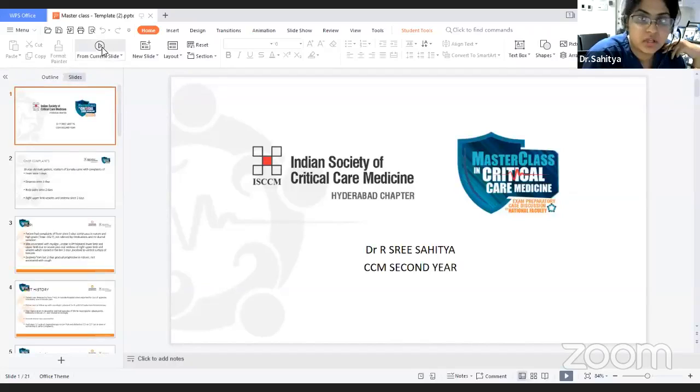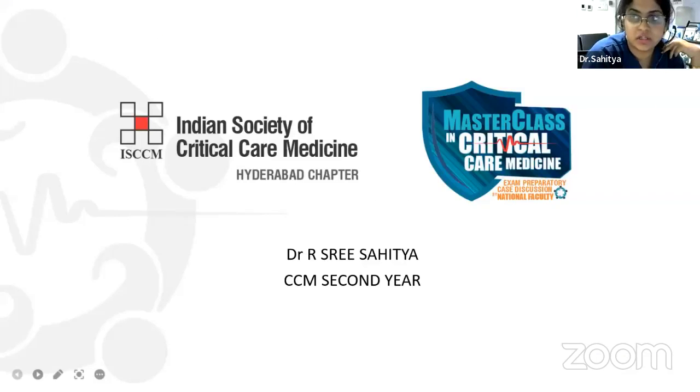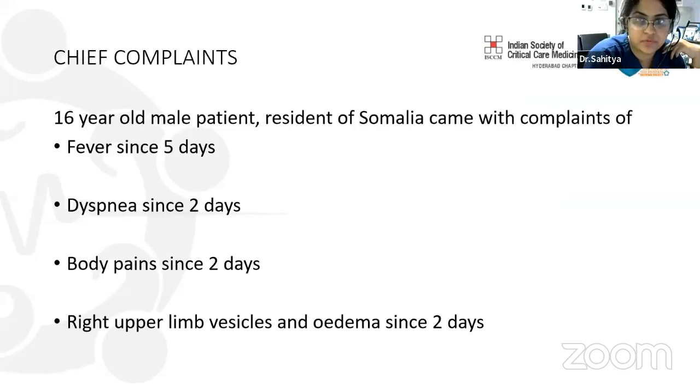Today we'll be presenting a case of a 16-year-old male patient. He was a resident of Somalia. He came with complaints of fever since 5 days, dyspnea since 2 days, body pains since 2 days, severe myalgia since 2 days, and right upper limb vesicles and edema since 2 days. He presented with these complaints to the ICU.